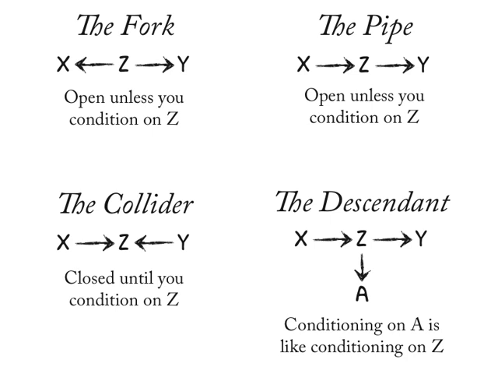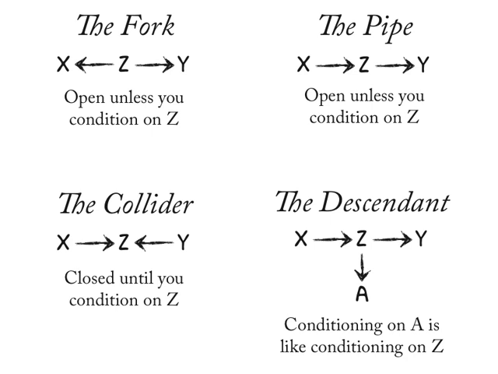And then finally, the collider, my favorite. The collider is terrifying, but powerful. The collider is when Z is a common result of X and Y. And then X and Y are not correlated with one another until you condition on Z. And then that opens the path and lets information flow between them. It's like the light switch. Remember the light switch? The light is on and you know the electricity is working, then you know if the switch is on or not, right? That's what a collider does.